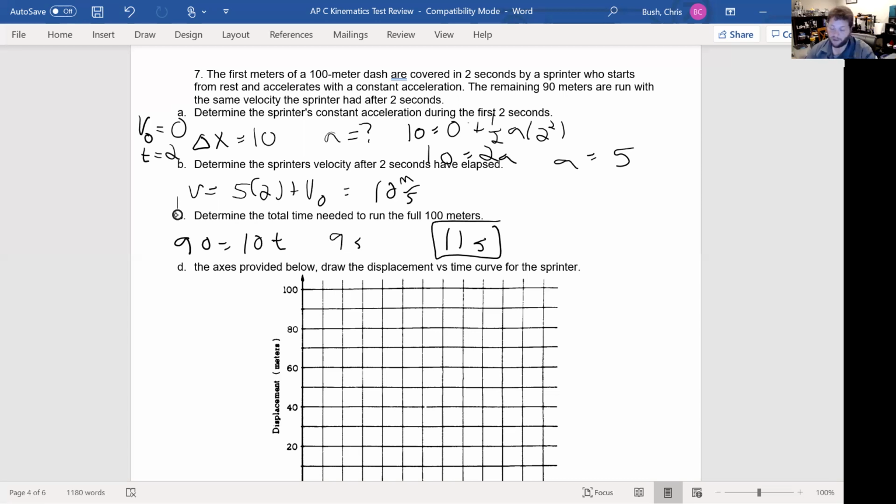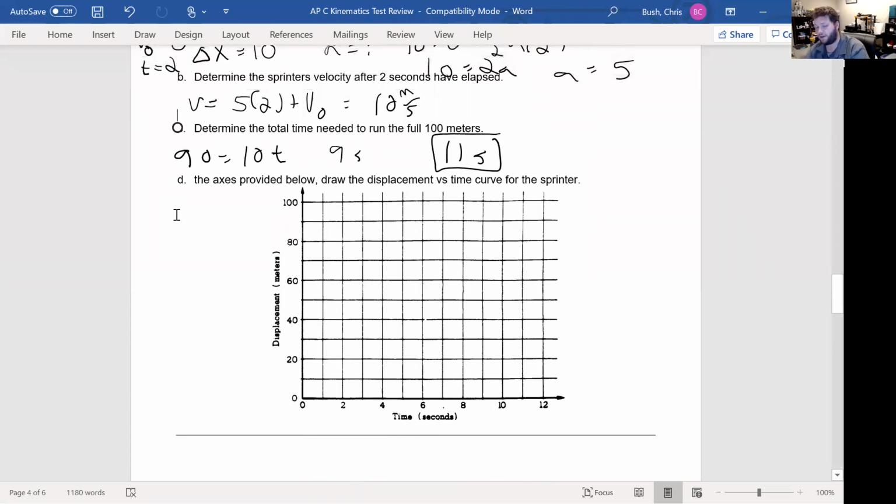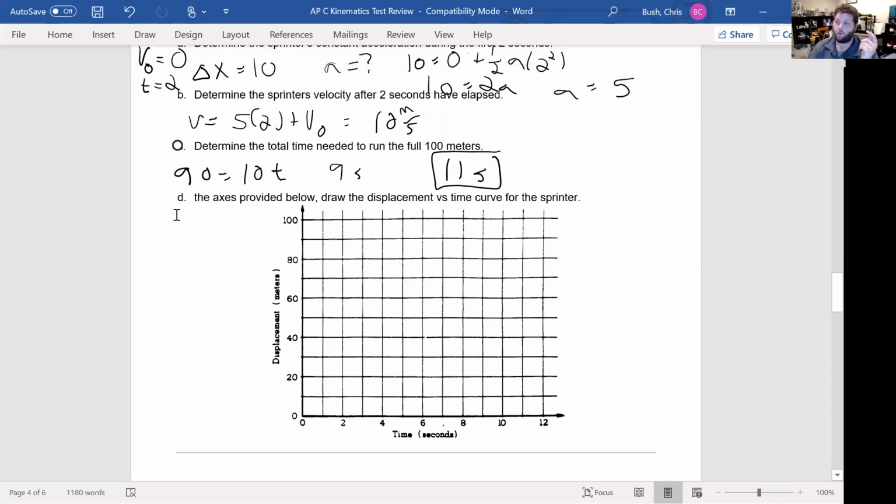And then on the axes below, draw the displacement versus time curve for the sprinter. So we should start flat because you started at rest. 2 seconds later, we know we're at 10 meters, and you should be curving up because you're accelerating. And then we know at 11 seconds, you're at the 100 meters, and that should be a reasonably straight line because it's a constant velocity. So starting flat, curving to a constant slope, the remaining 90 meters.